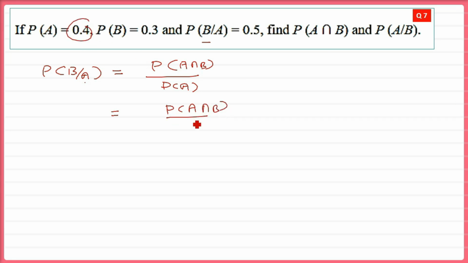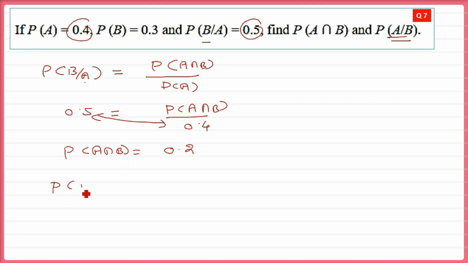P(A) is already known to us, that is 0.4. P(B/A) is also given in the question, which is 0.5. So let's write it here. Multiply these two to get P(A ∩ B), and this will be 0.5 into 0.4, that is 0.2. Now the second one wanted in this question is P(A/B). That is, if B's probability is known, what is the probability of A?